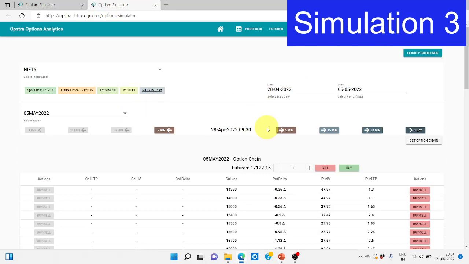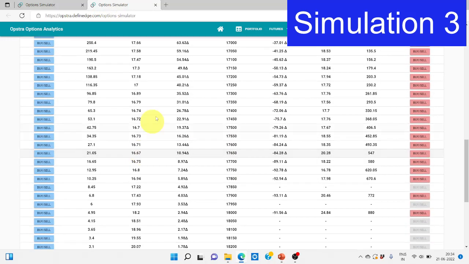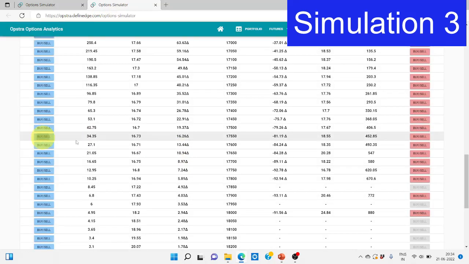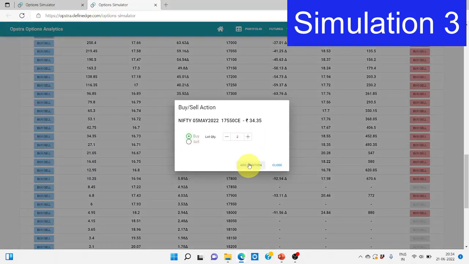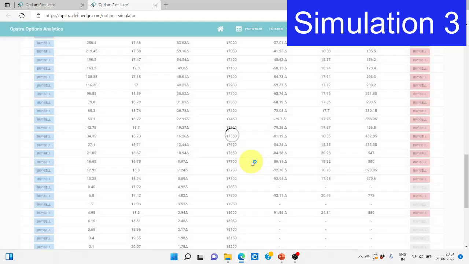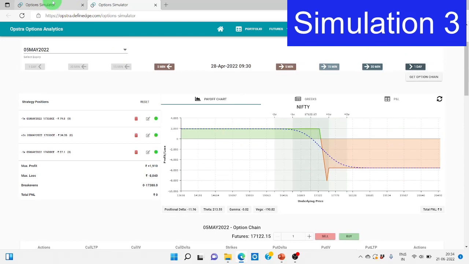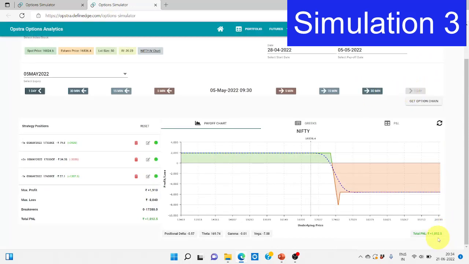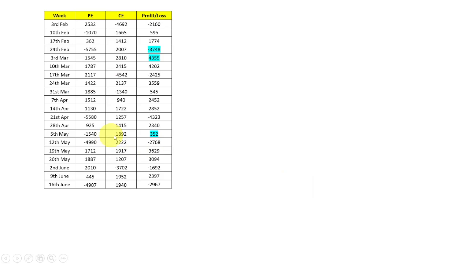So 17000 plus 350 is 17350. So 17350 we are selling one lot. 17550 we are going to buy 2 lots. And 17600 we are going to sell one lot. Now in that case we saw minus 1540 was the loss. Here it was a profit of 1850 something. That's what we saw in the table that I showed you. Okay, 1900 almost profit. So the profit overall is like 352. So these are the 3 scenarios that can happen in this strategy.